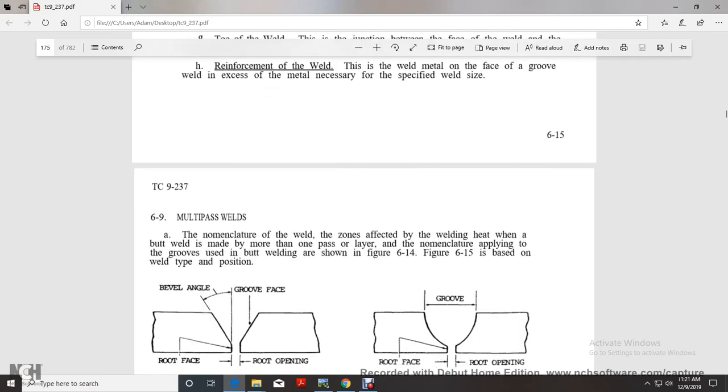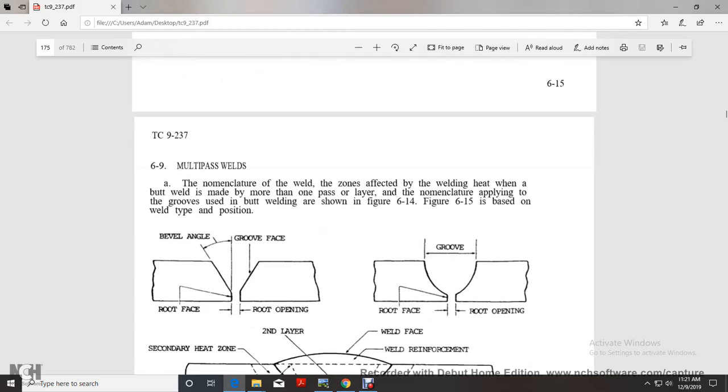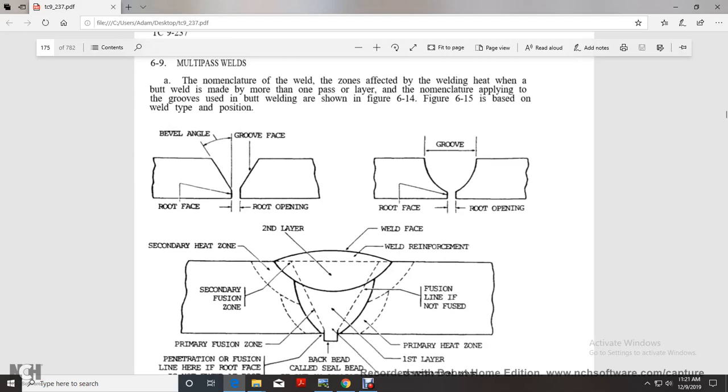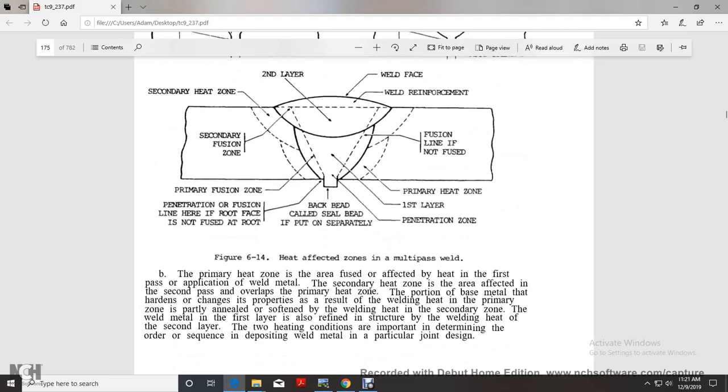Multi-pass weld nomenclature, with the weld zones and the effects of welding heat when a weld is made by more than one pass or layer. The nomenclature applies to the U groove weld shown in figures 6.14 and 6.15, and to other welding types and positions. So, beveling with the groove face, the root face, root opening, groove, and then you have your secondary welding face, welding reinforcement, secondary heat zone, secondary fusion line, primary heat zone, first layer, primary penetration zone, back bead called the sealer bead, primary fusion zone, penetration fusion line here with the root face.